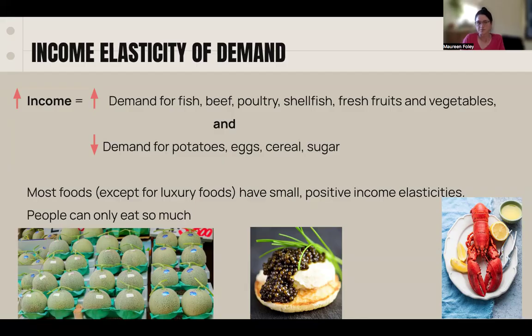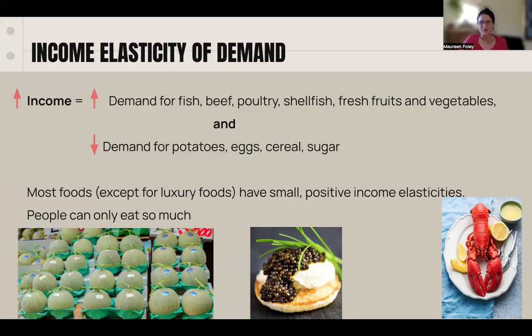So for example, we know based on data that as incomes rise across consumers, consumers start demanding more high value foods like fish and beef and poultry and shellfish, fresh fruits and vegetables. They demand more of those kinds of goods. And at the same time, they demand less of things like potatoes, eggs, cereal, more staple items that they can swap out for higher value products.